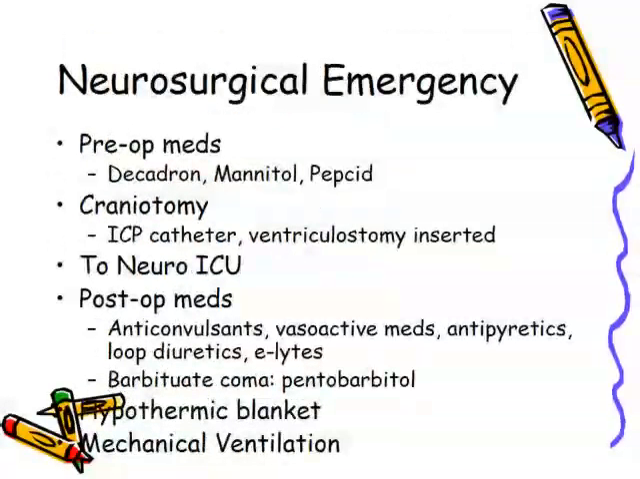Pre-op meds before that patient would go down for the surgery would include steroids to try and decrease inflammation. So perhaps Decadron would be a good example of that. We talked about the use of mannitol earlier. And patients that are neurologically impaired or have been given large doses of steroids are always at risk for GI upset. So Pepcid would be another med that patient would be given. Typically a craniotomy is going to be done in order to insert an intracranial pressure catheter, and the patient after the surgery then would go to neuro ICU, and typical post-op meds are listed there for you.